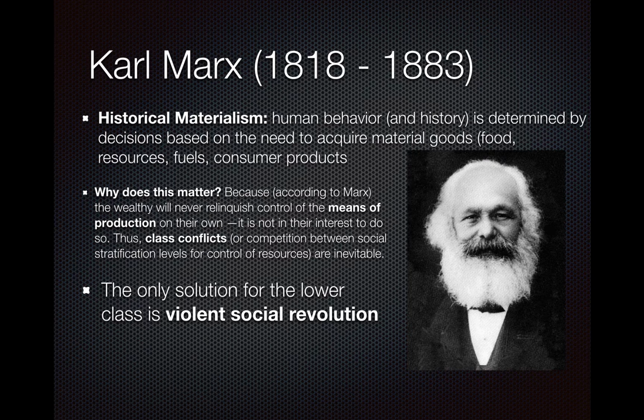And this matters because Marx was essentially saying that the wealthy would never be able to give up the means of production on their own. People basically were selfish and wanted to acquire material goods, and so the wealthy would never pay the workers better just on their own. And so that's always going to lead to class conflicts, the wealthy versus the poor. And what he advocated for was violent social revolution. Basically, that the poor had to overthrow the wealthy and set up a new system.